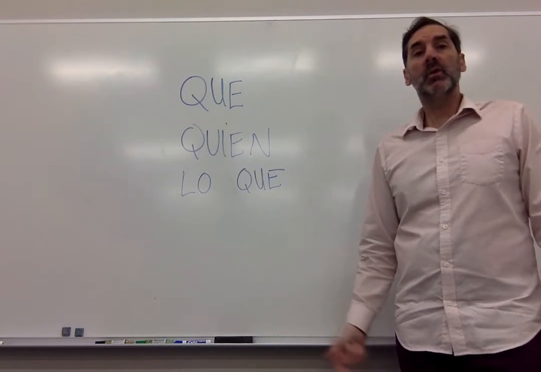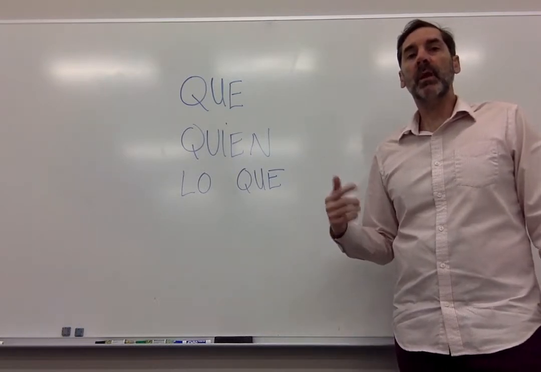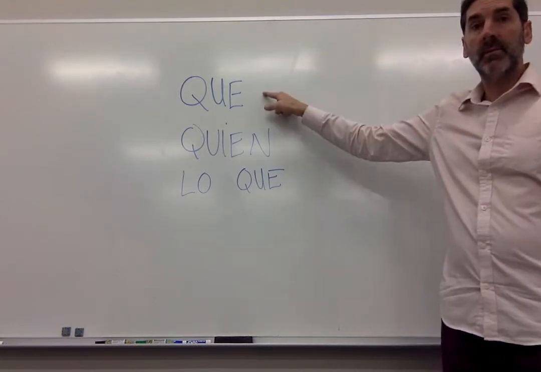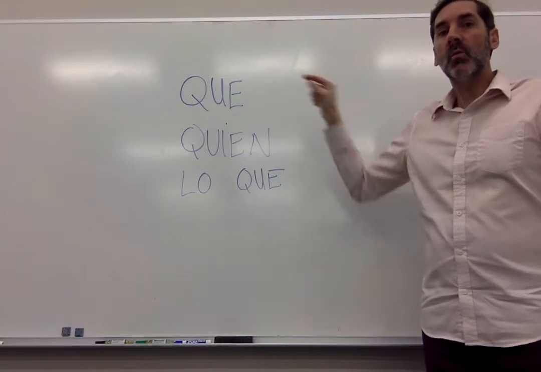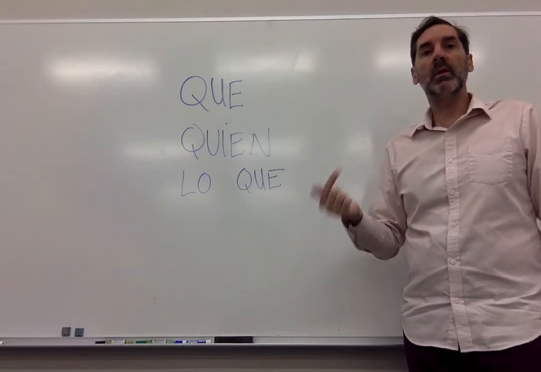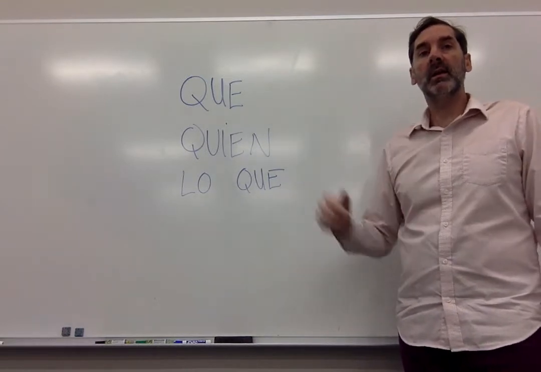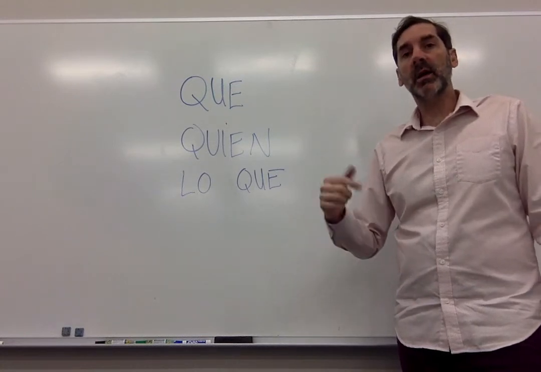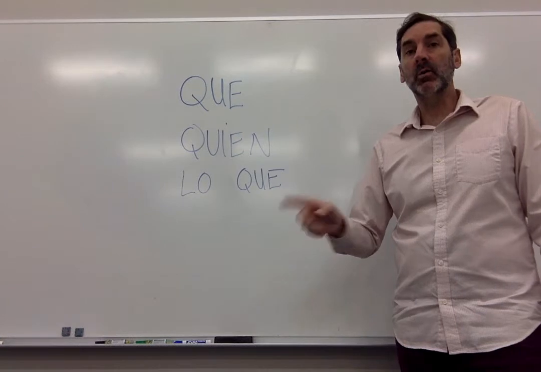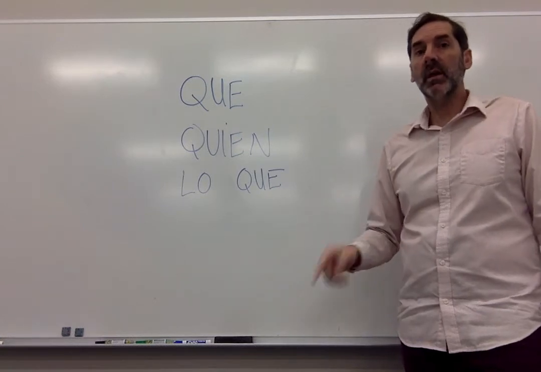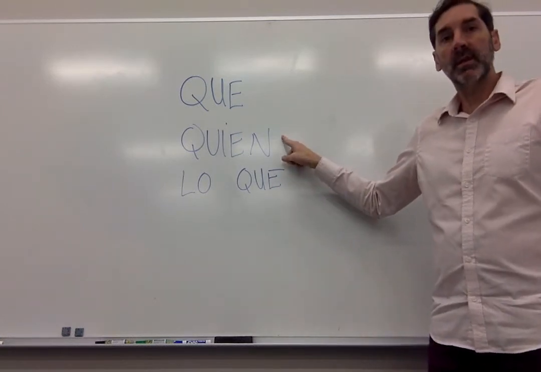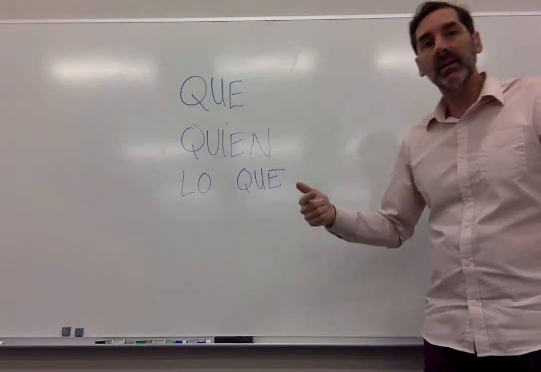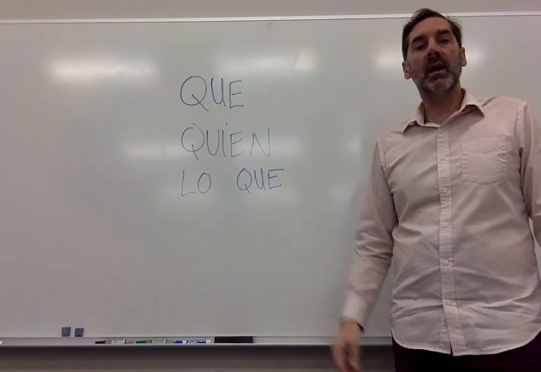All right, let's go back to my first example. I was talking about a staircase, and I used que. We use que when the antecedent, the word that comes before the que, is a thing. In my second example, I'm talking about my neighbor Elena, who is not a thing, but a person, and so I use the word quien. Elena es mi vecina a quien le presté la aspiradora.